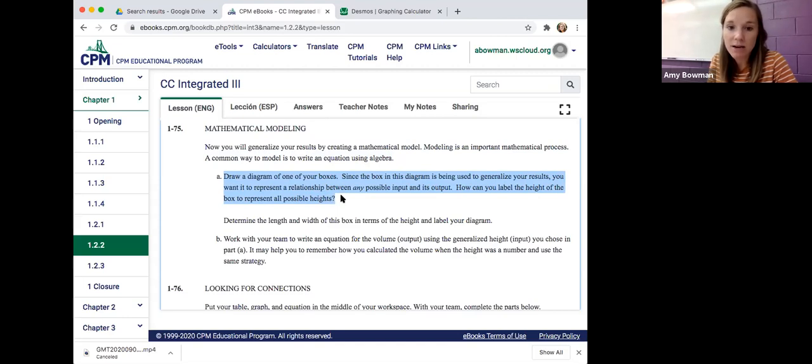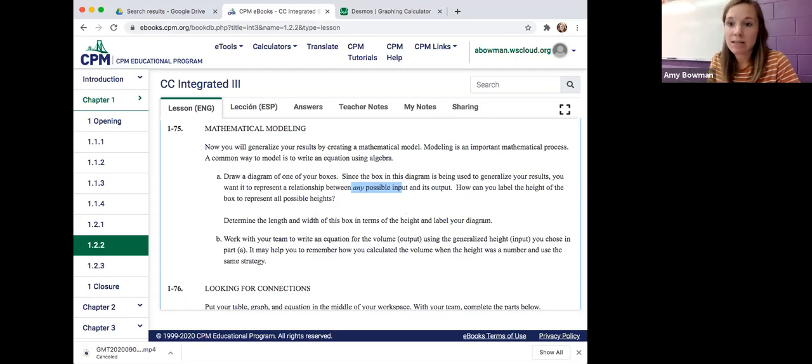So you have that diagram there. Since the box in the diagram is being used to generalize our results, we want to generalize this to find how can we find the volume for any given height? How would we calculate that? You want to represent any possible input, so any possible height. How could we label the height of that box to represent all possible heights?